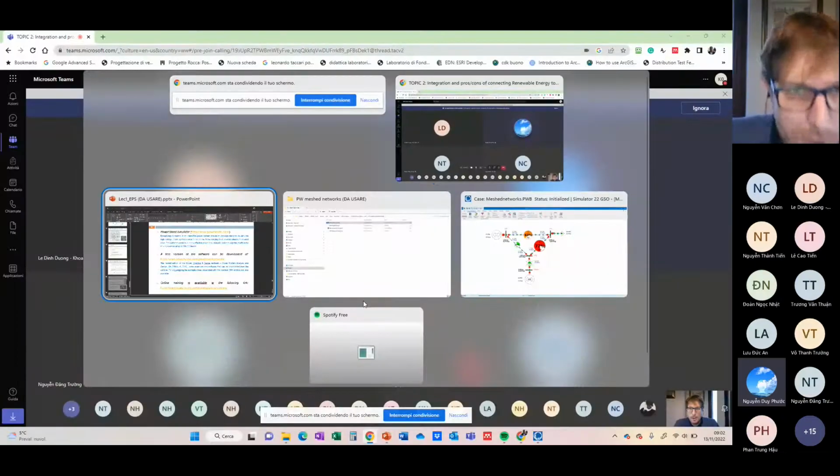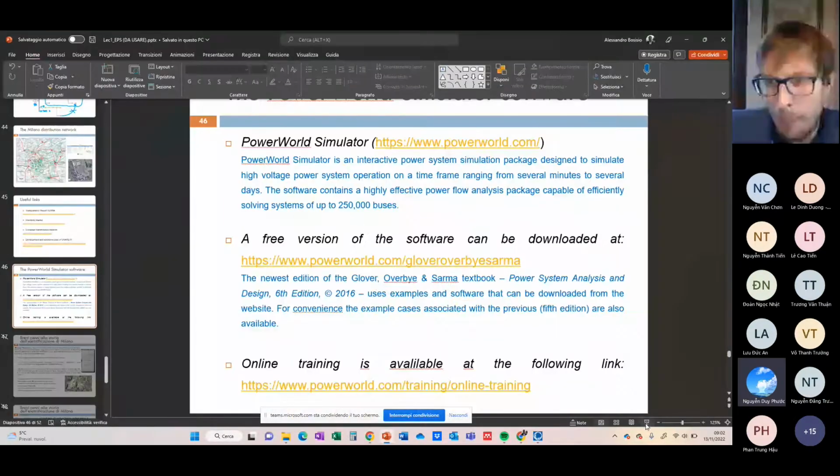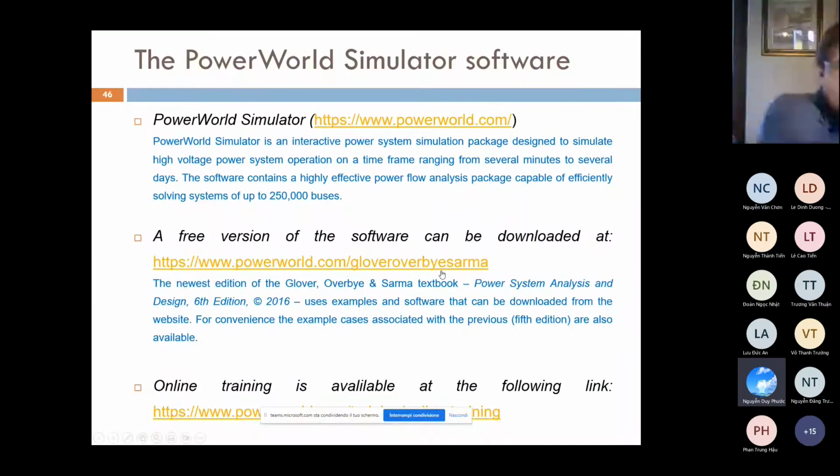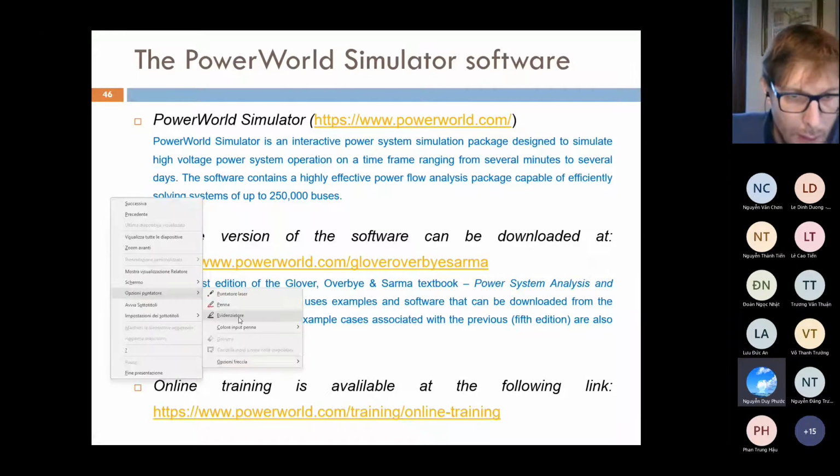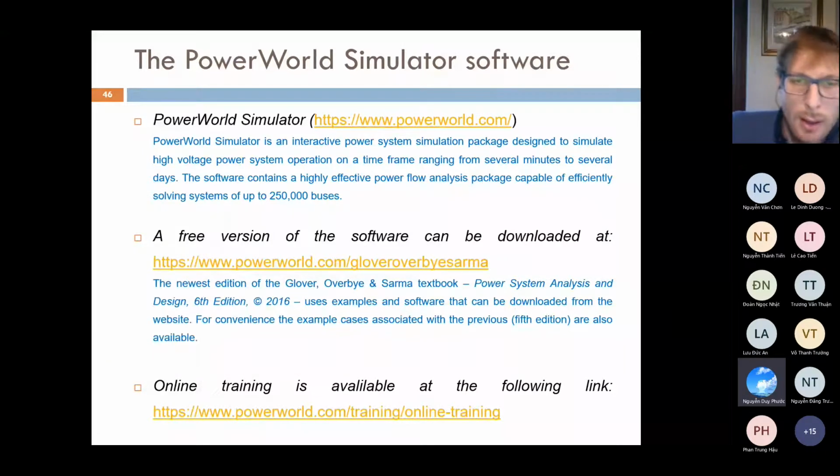I don't know if you hear about this software, which is called PowerWorld. This is a software I normally use in my lectures, because it's quite nice to understand how the power system works.